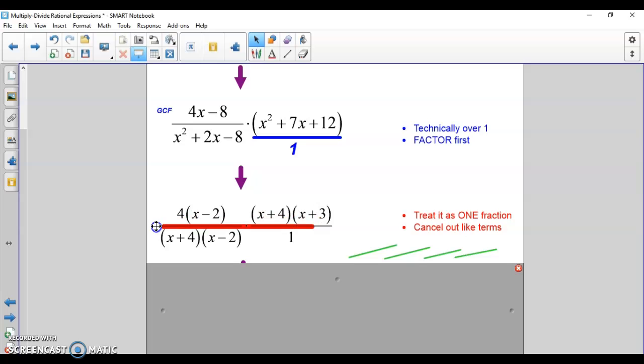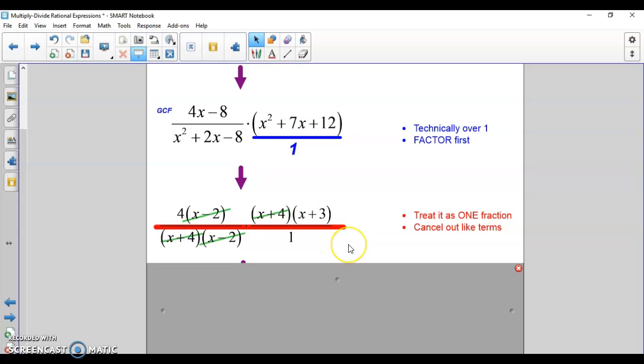Treat it as one fraction. Whether you write that or not, again, I don't care. You take a look. I'd be asking around: what do you see that's in common? What do you see that can cancel? I'd be getting answers of x minus 2s, x plus 4s, hopefully.